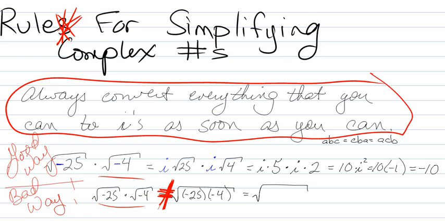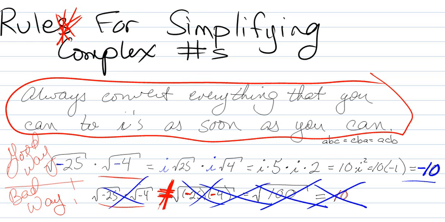Because negative 25 times negative 4 is positive 100. So what's just happened is I've lost critical information. This negative sign and this negative sign are gone forever. The square root of 100 is 10. So I got an answer of 10, when in reality, the answer is negative 10. This is the good answer. This is the bad answer. So it's very, very important that you simplify everything that you can to i's as soon as possible.